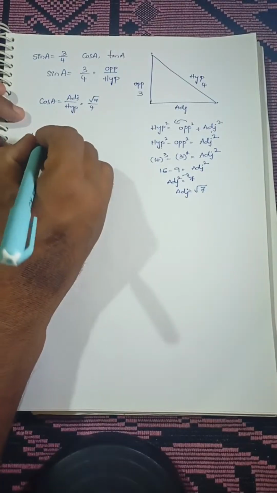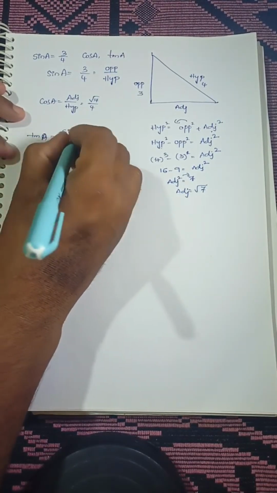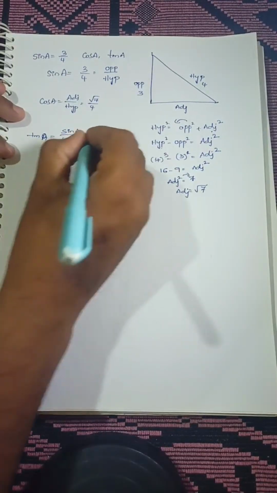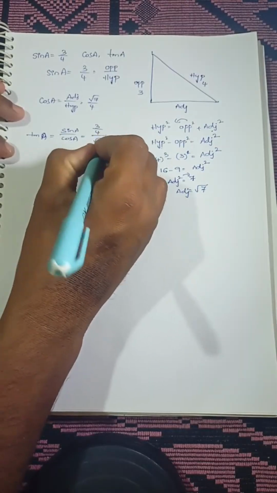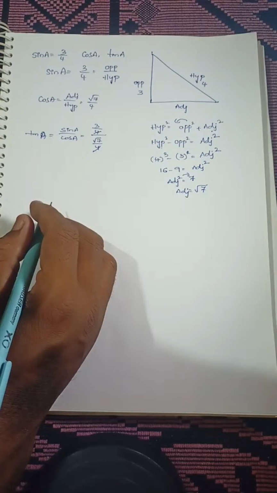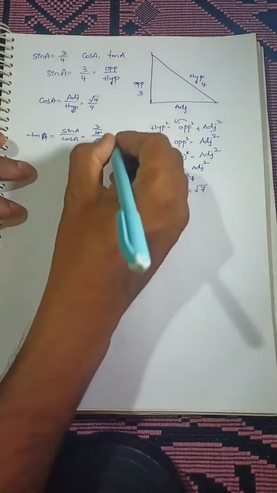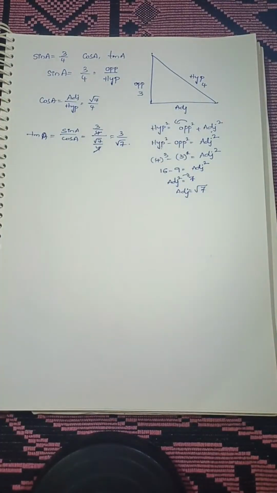We know tan theta. Tan A means sin A by cos A. What is the sin value? 3/4. What is the cos value? Root 7/4. Denominators will get cancelled. Why? Because if you write the denominators, you'll get reciprocals. Finally the answer is 3/root 7. So like this we can have different kinds of problems also.